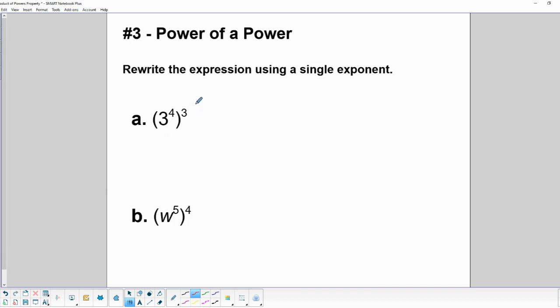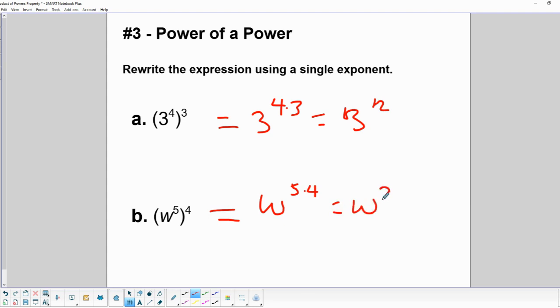So let's practice a few of those. 3 to the 4th times 3 to the 3rd, or raised to the 3rd power, would equal 3 to the 4 times 3, which equals 3 to the 12th power. Okay. W to the 5 to the 4th power would be W to the 5 times 4 power, or W to the 20th power.